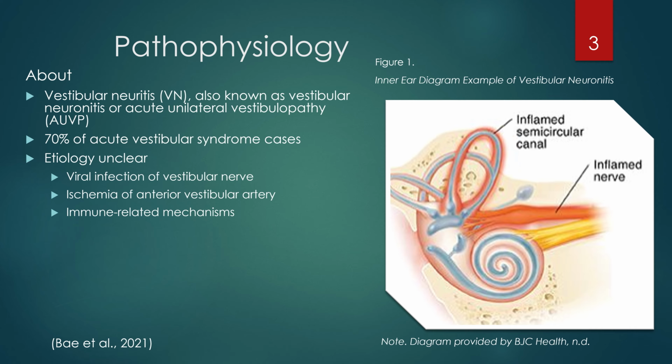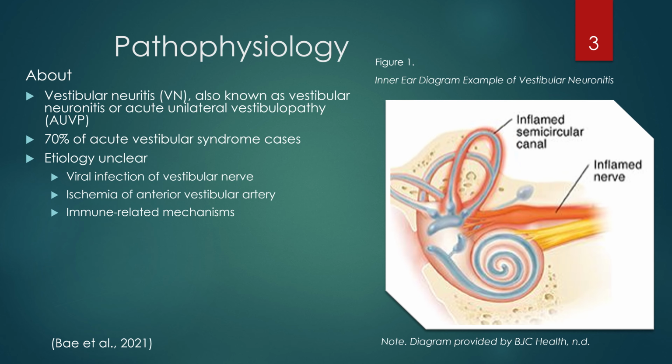While the exact etiology remains unclear, viral infection of the vestibular nerve is thought to be one of the main causes of vestibular neuritis, along with the ischemia of the anterior vestibular artery. Other causes may include immune-related mechanisms, which cause the nerve to become inflamed. Common viruses that may cause infection of the vestibular nerve include upper respiratory infections like influenza, herpes simplex, adenovirus, and Epstein-Barr. Herpes simplex virus type 1 DNA is found in the vestibular ganglia in 2/3 of autopsies, strengthening the evidence that herpes simplex is the most common cause of vestibular nerve viral infection.